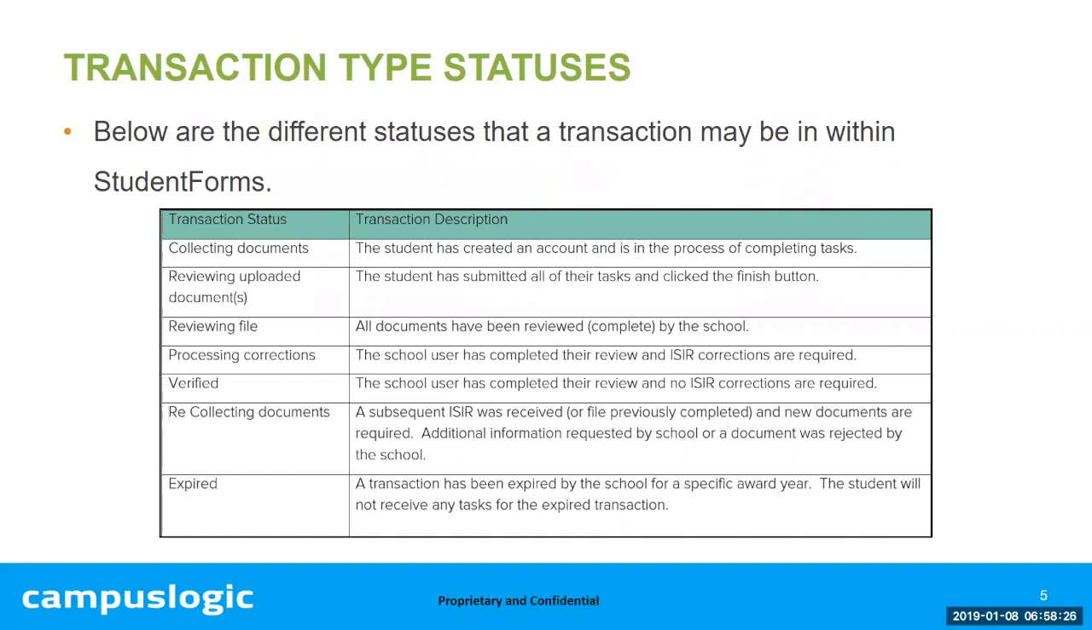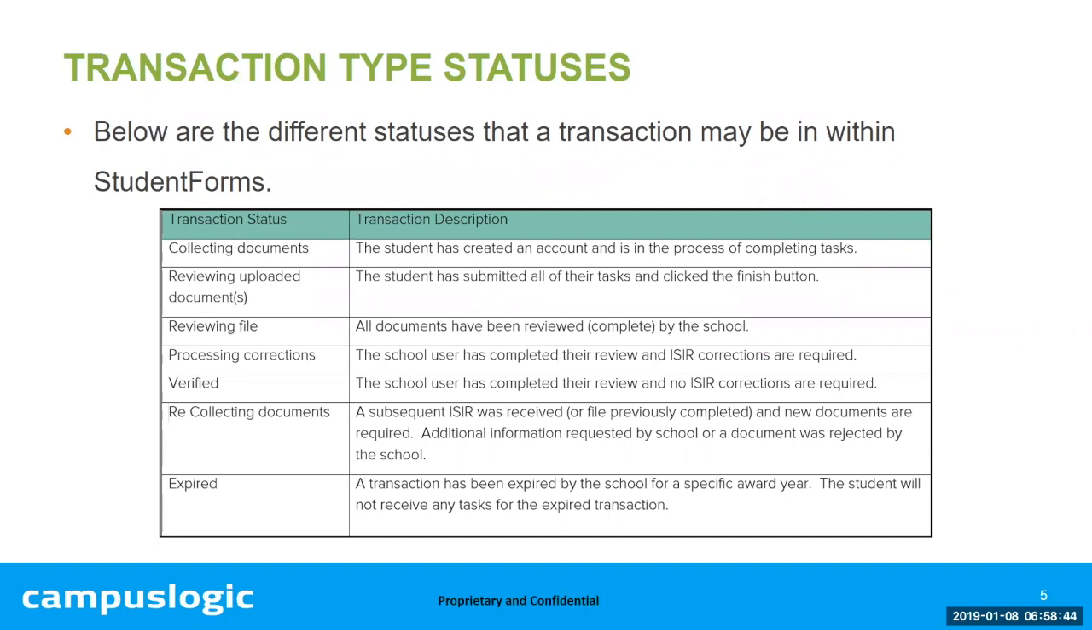Now, if they did have corrections and those corrections did come back when that subsequent ICER comes in, it may go into a recollecting documents status, meaning that there may be some additional documentation needed from them depending on what was done to the file. And lastly, we have expired.